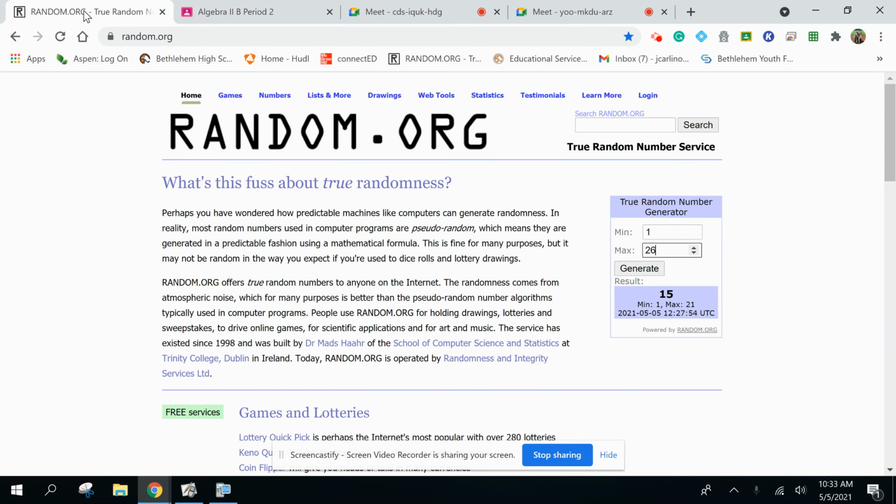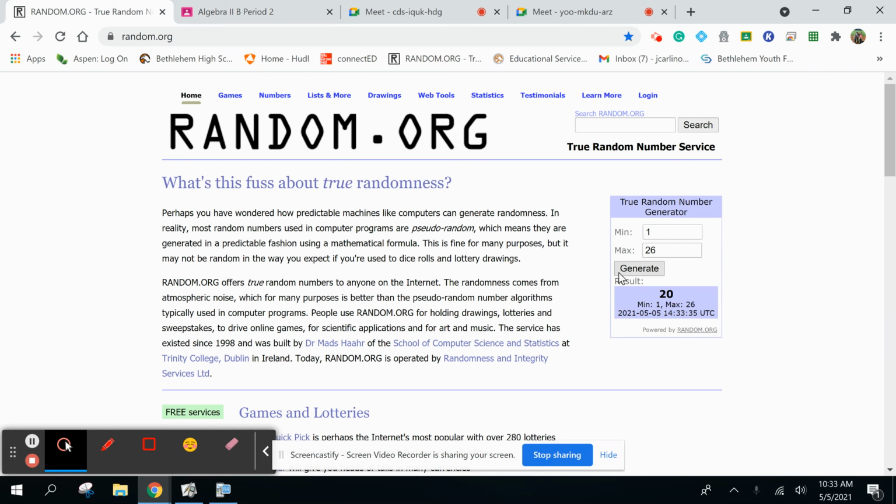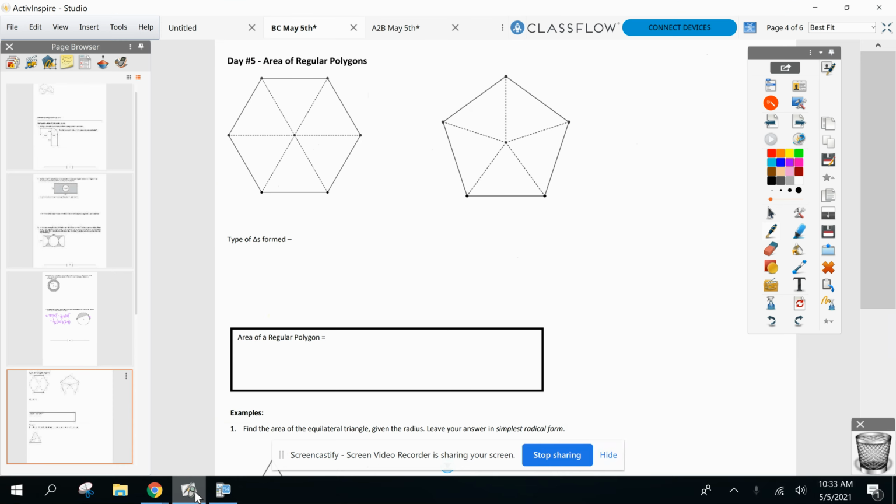What did regular mean back in the day? Still means today. Radika, what did regular mean back in the day? All sides, all interior angles, and all exterior angles are congruent. Perfect definition. All the sides are equal. All the interior angles and all the exterior angles are equal.